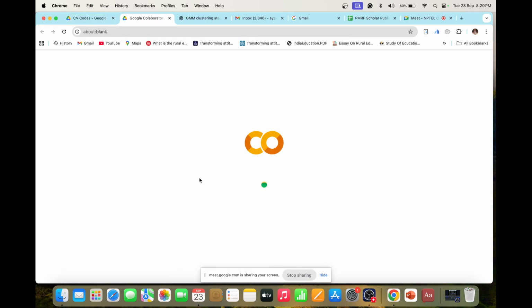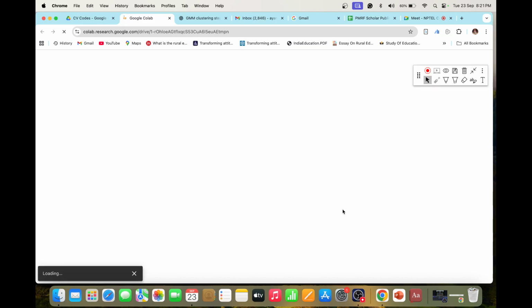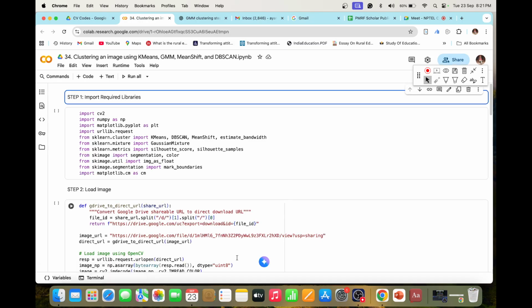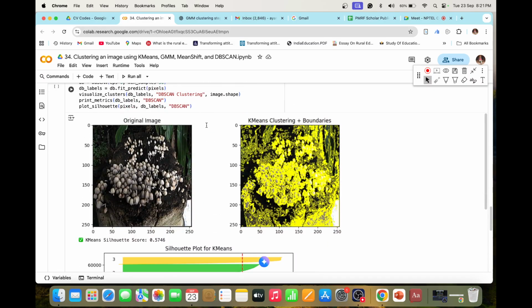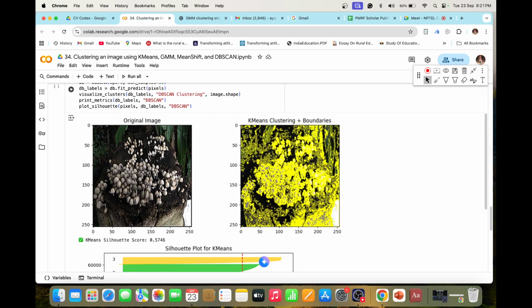So this is the code regarding clustering. This is a clustering of an image using K-means, GMM, mean shift and DBSCAN. These two are other clustering algorithms, so you can just see. These are the results that are coming. This is the same image as in your lecture notes. This is the original image, and this is nothing but a mushroom, and all these are dirt.